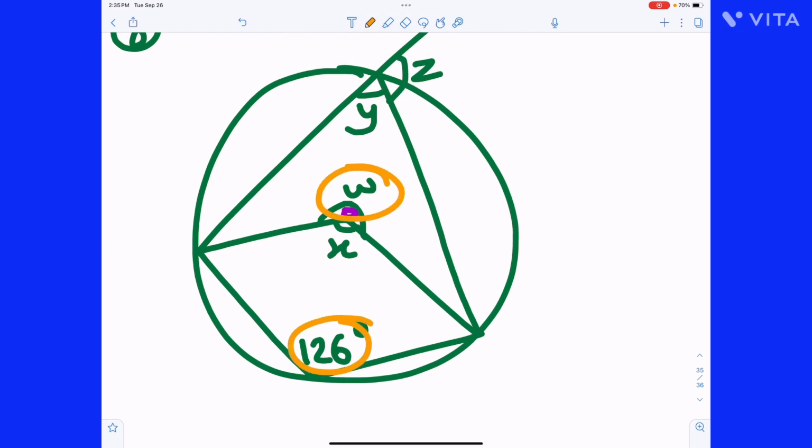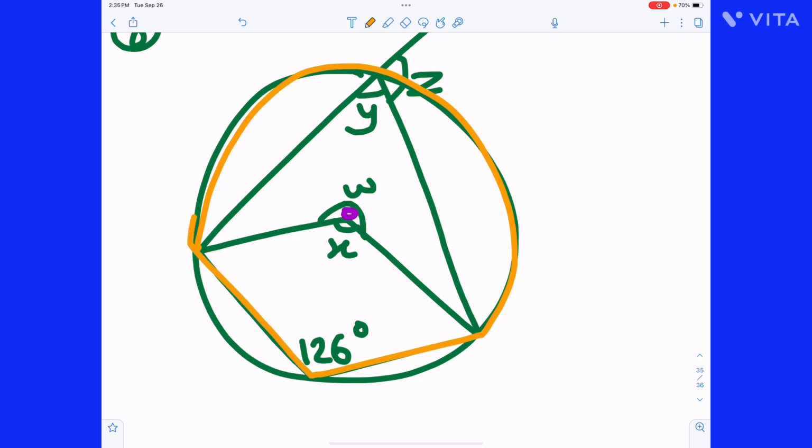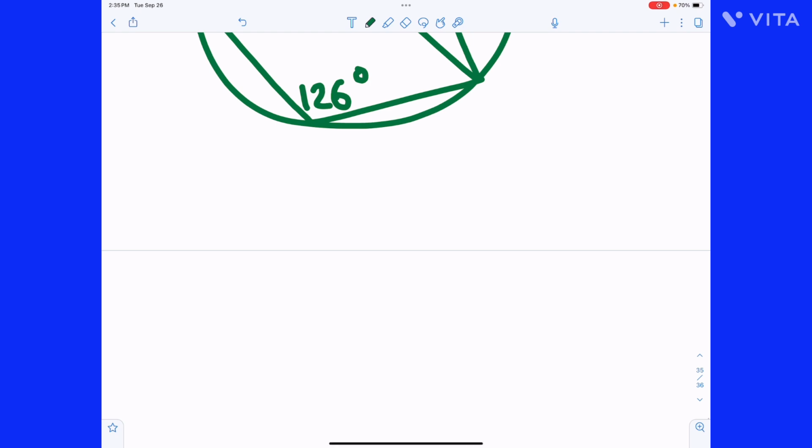W is 2 times 126, because W is formed at the center by this arc. You understand? Sorry, I cleaned something I was not meant to clean. That same arc, look at my hand, this same arc forms 126 on the circumference. So the angle it forms at the center, W, will be equal to 2 times 126. Can you see that? So W is equal to 2 times 126 degrees.